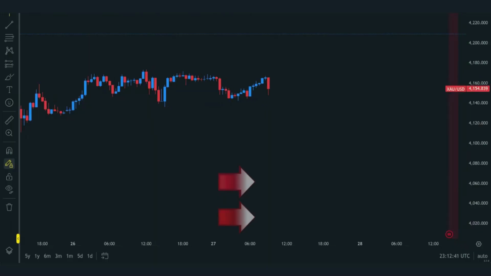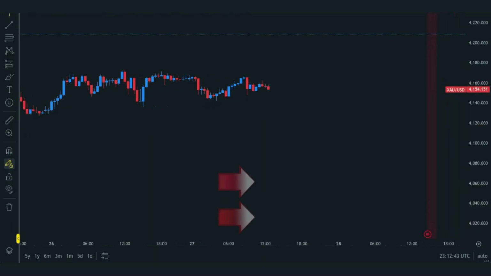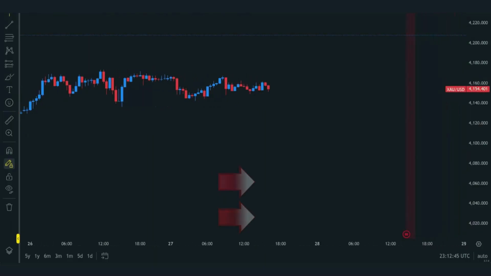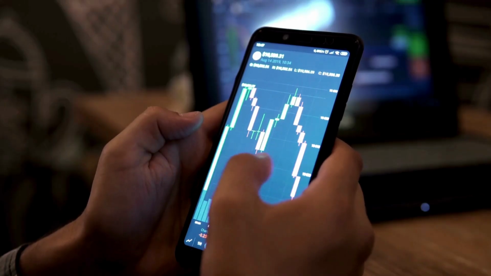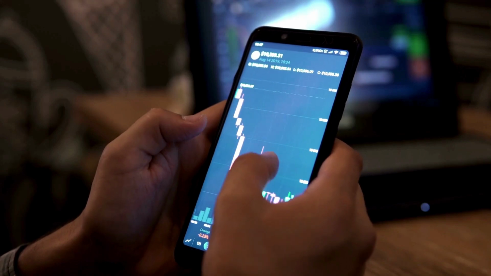Trading gold is not about prediction, it's about reading rhythm. You don't need to chase gold. You don't need to fight gold. You need to wait for structure, and then flow with it.